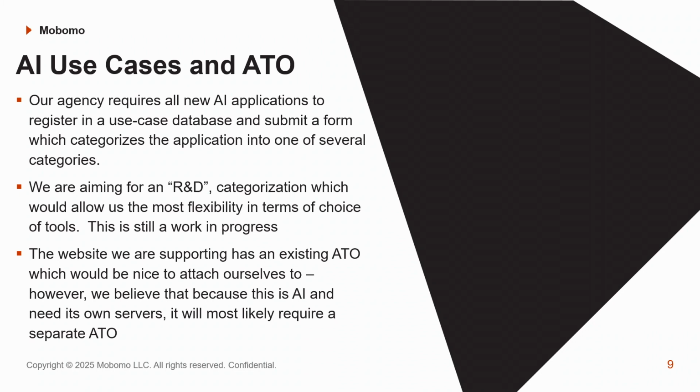So when we are closer to production readiness, what we're going to try to do, and I'm not sure if this is going to work, is this: we have an existing ATO for our website and all the machinery associated with that. It would be nice if we were able to piggyback on that ATO, because I don't know if you've done SSPPs.